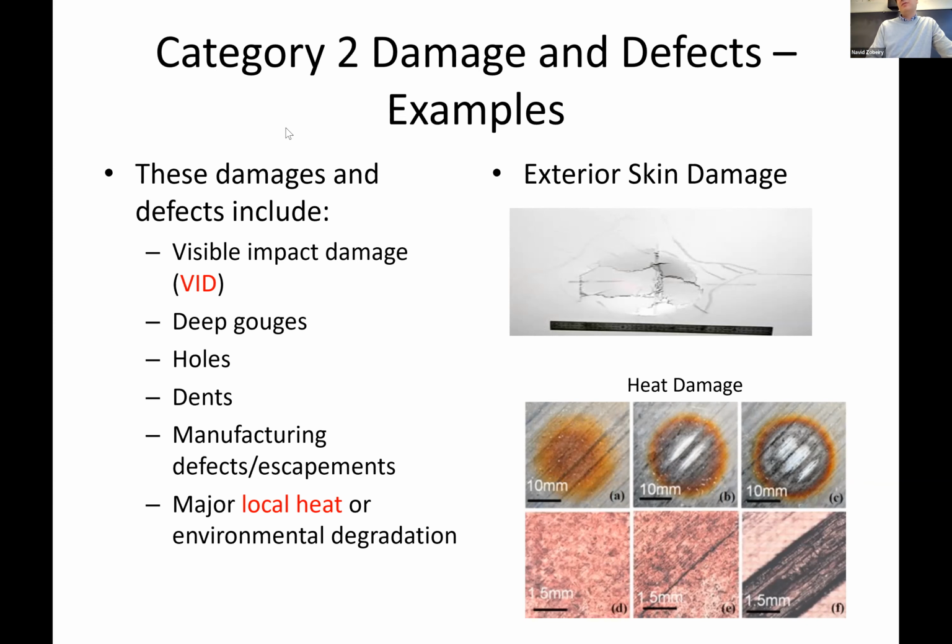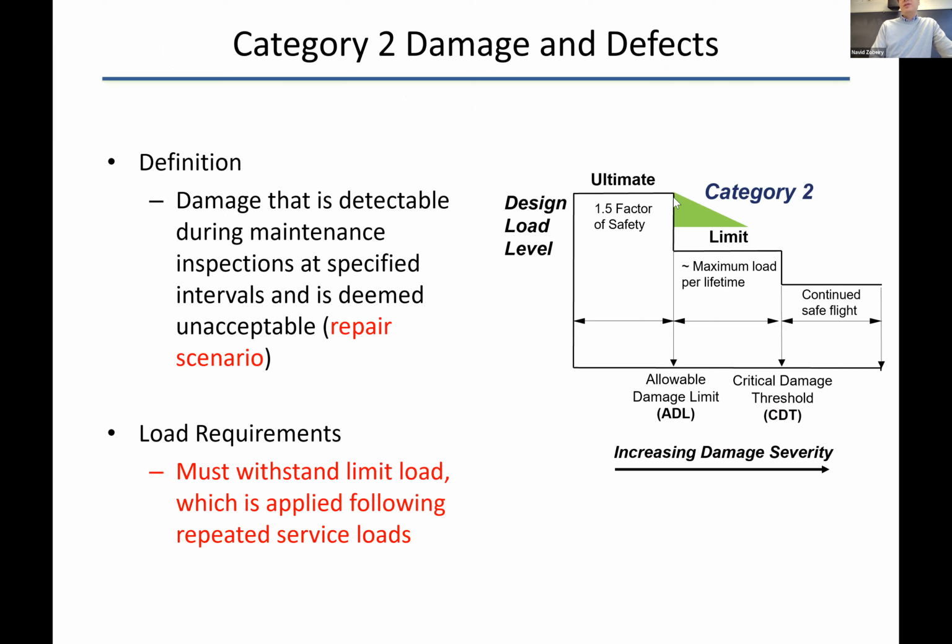And what's the expectation of category 2? It's going to reduce the strength below 1.5 safety factor, not below maximum load. So you're still safe, but the strength is now below 1.5 safety factor. You have to show that with that damage, the structure can survive limit loads after a lifetime cycle. So after the lifetime cycles, with that damage, it's not going to fail. In certification, you have to show that. But then you have to repair it after a while.